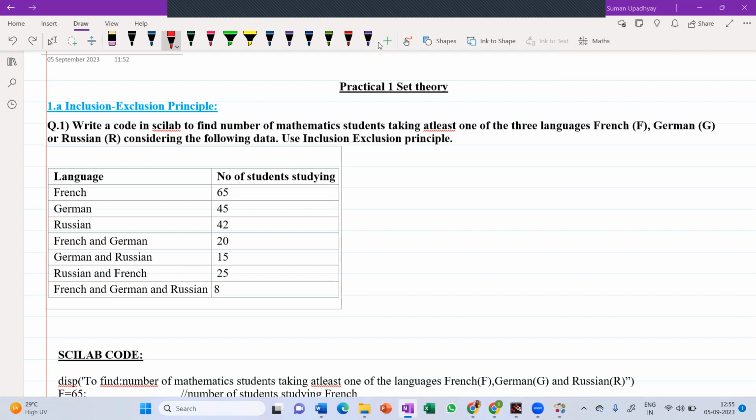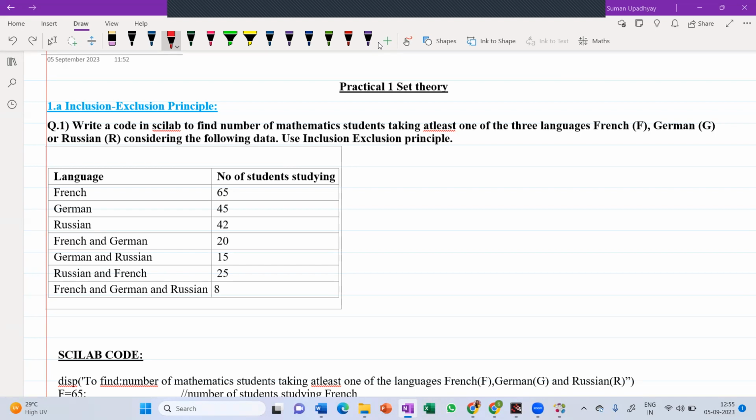The number of students who are taking French are 65, German 45, Russian 42. French and German, 20 students have taken; 15 students have taken German and Russian; 25 students have taken Russian and French; and 8 students have taken French and German and Russian.